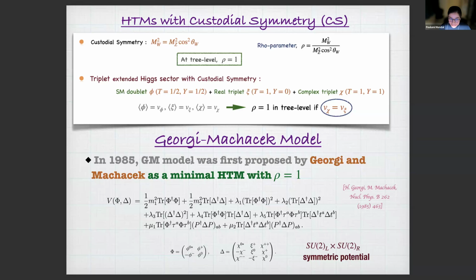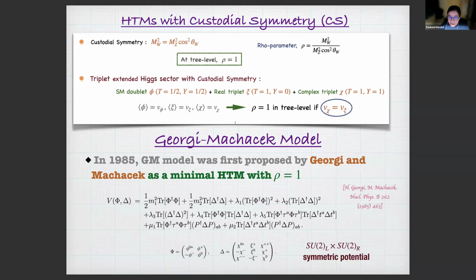Now, in 1985, Georgi and Machacek came up with this well-known and very famous Georgi-Machacek model, which preserves rho equal to 1 at tree level. So how did they come up with this model? They constructed a potential which has SU(2) cross SU(2) symmetry. By imposing that symmetry on the potential, automatically it has one solution for the vevs, which is Vχ equal to Vξ, which is also aligned. So by construction, this model preserves custodial symmetry at the tree level.